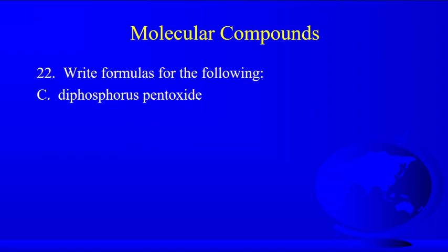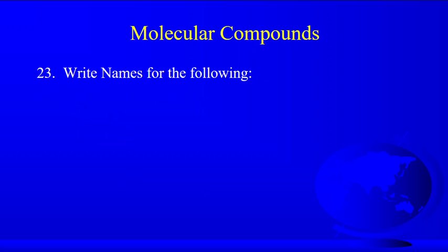Diphosphorus pentoxide. Di means how many? Phosphorus is what element? What's phosphorus? So P2, and penta, 5, O5. Okay, let's skip the next one.